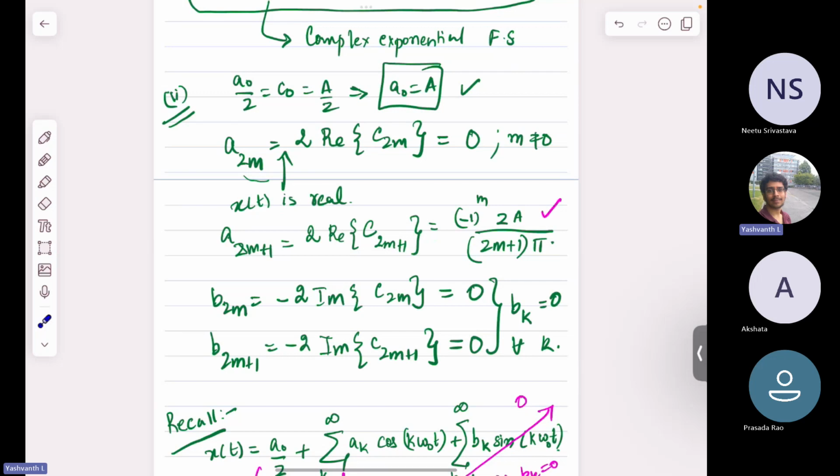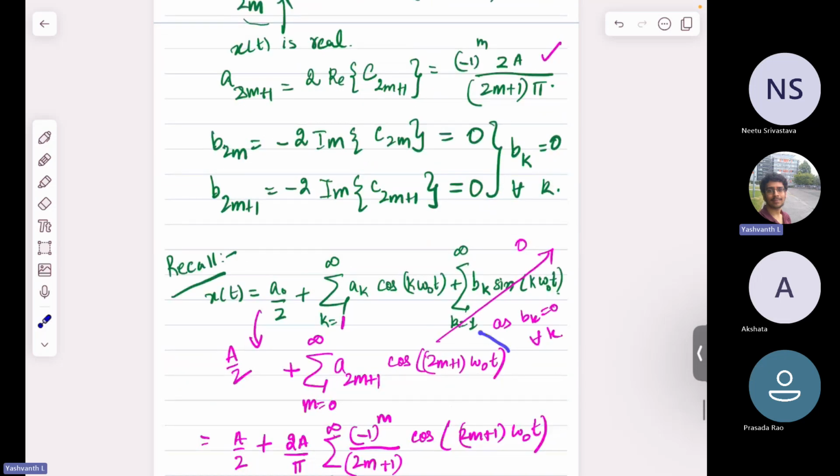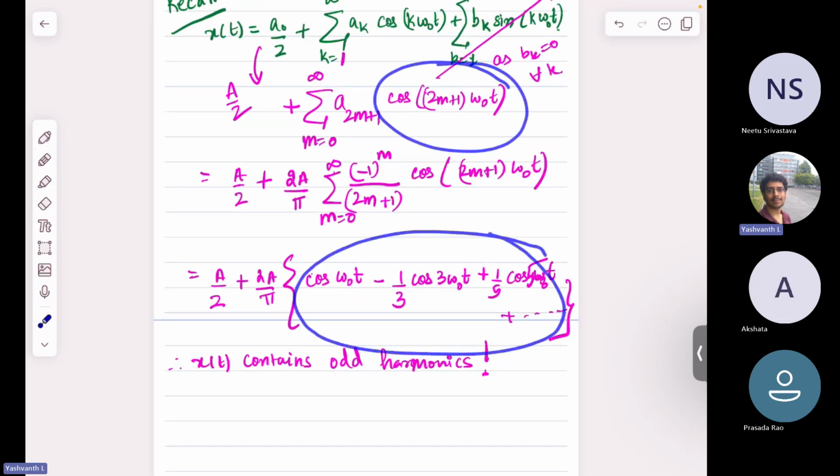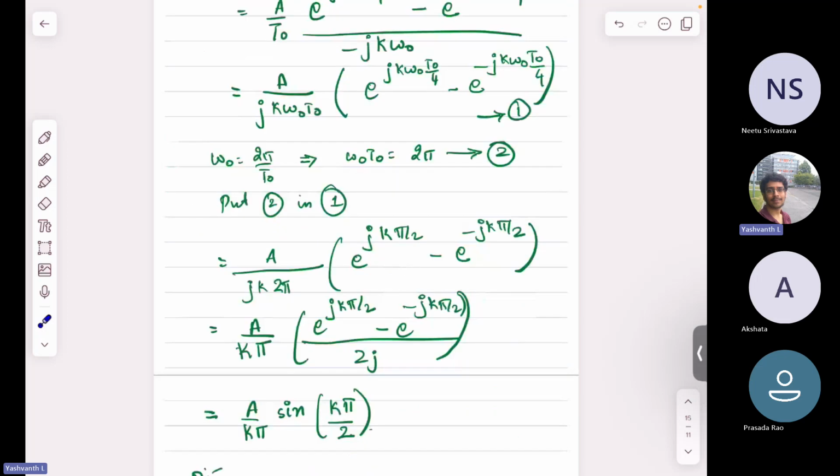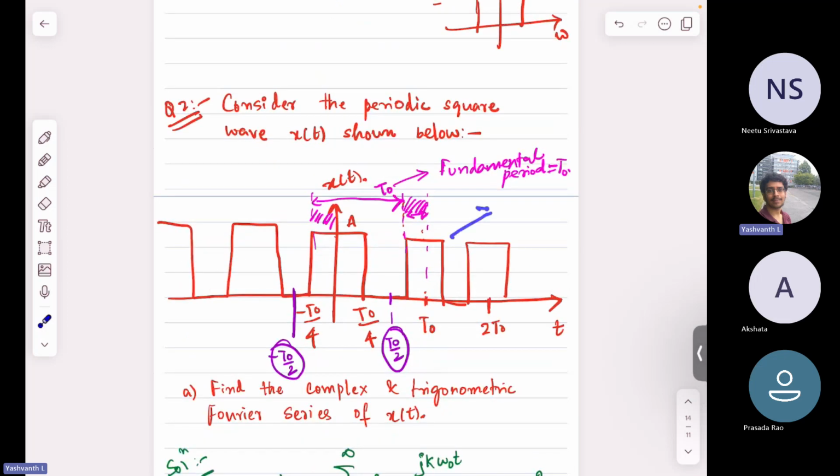If sine were there, you cannot preserve the even property of your signal, because sine t is not an even signal, it's an odd signal. Whereas your cos signals are always even: cos omega naught t, cos 3 omega naught t, cos 5 omega naught t, whatever cos (2m+1) omega naught t, it's an even signal. But your sine terms are not even. Since your original signal is even, you should not have sine terms, otherwise the even nature of the signal cannot be obtained.